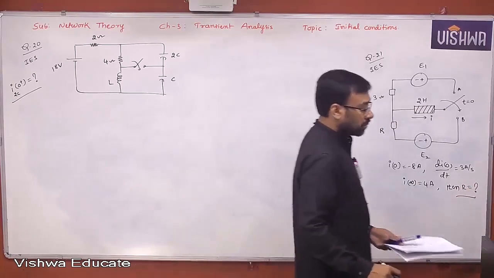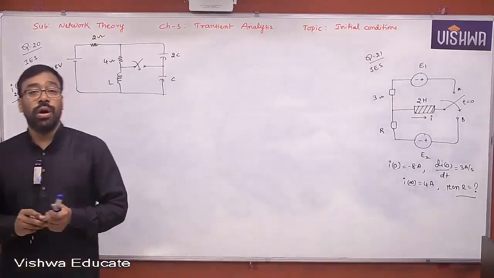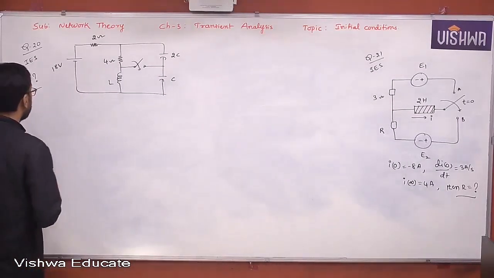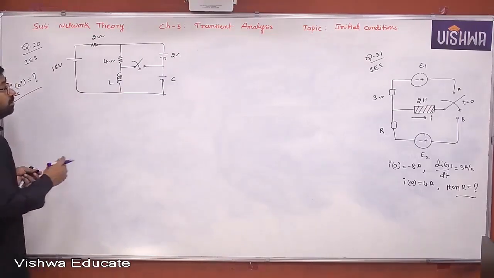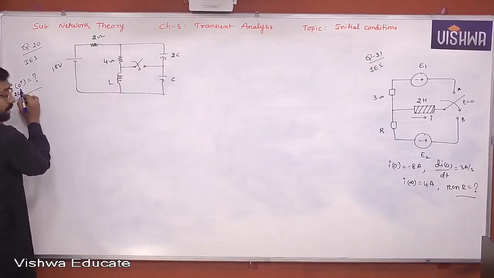Okay. Well, first let us solve this problem. Then we will move on to another problem. Okay. 20th problem. All of you, I think you have done some part of it. Okay. So current through capacitor at t equal to 0 plus.